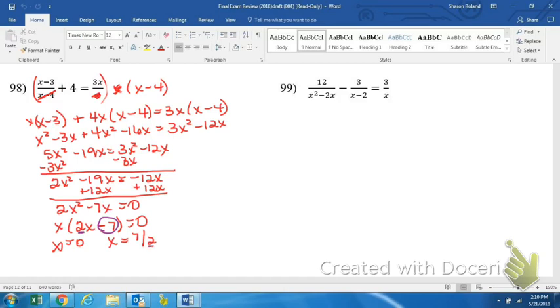Okay, it says to check for extraneous solutions. So the two values that would make this equal to 0 are, what would make this one equal to 0 is if x were 4. That's what it cannot be. What would make this one equal to 0 is if x were equal to 0, and it can't be that. Therefore, this one doesn't work, but this one does.